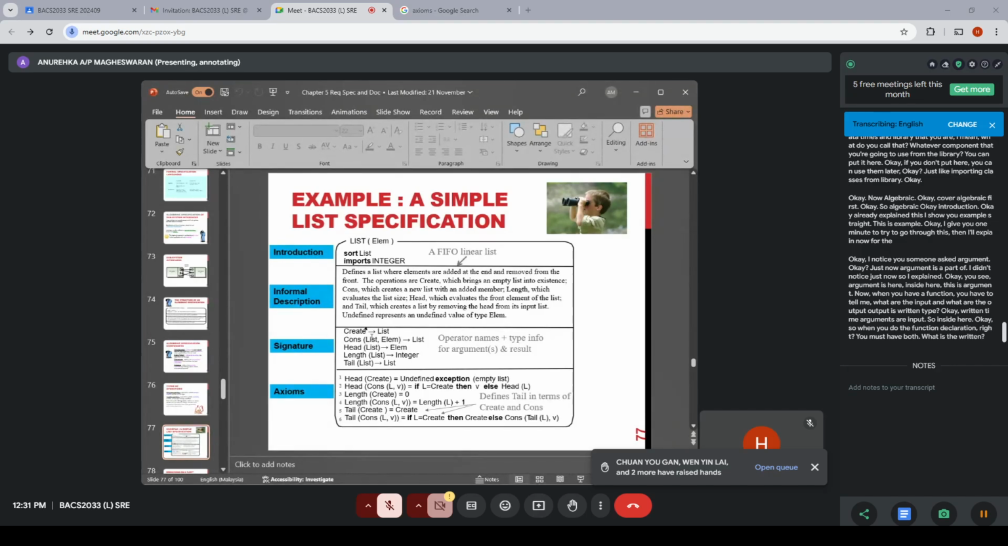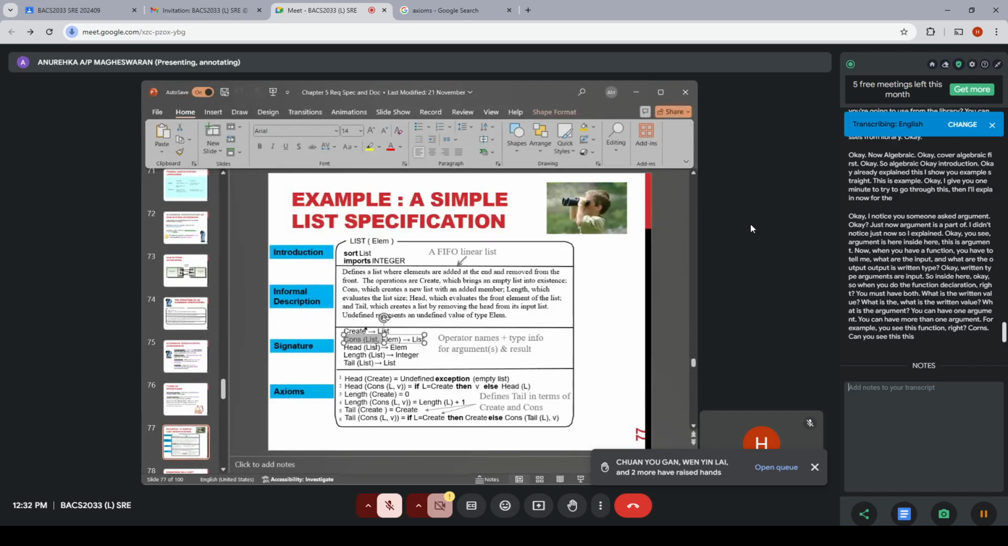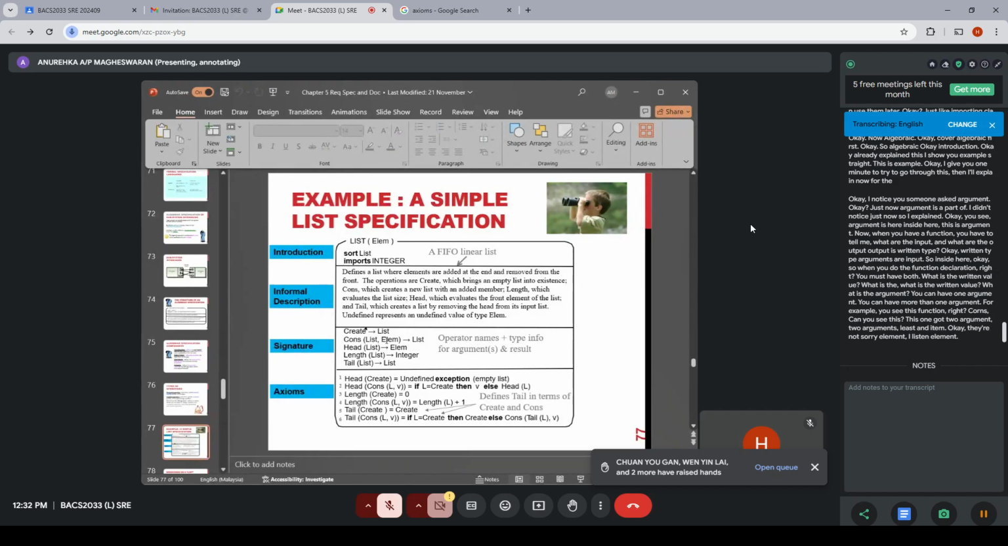What is the return value? What is the argument? You can have one argument, or more than one argument. For example, you see this function, cons. Can you see this? This one has two arguments, list and element. List and element, two arguments and one return type.